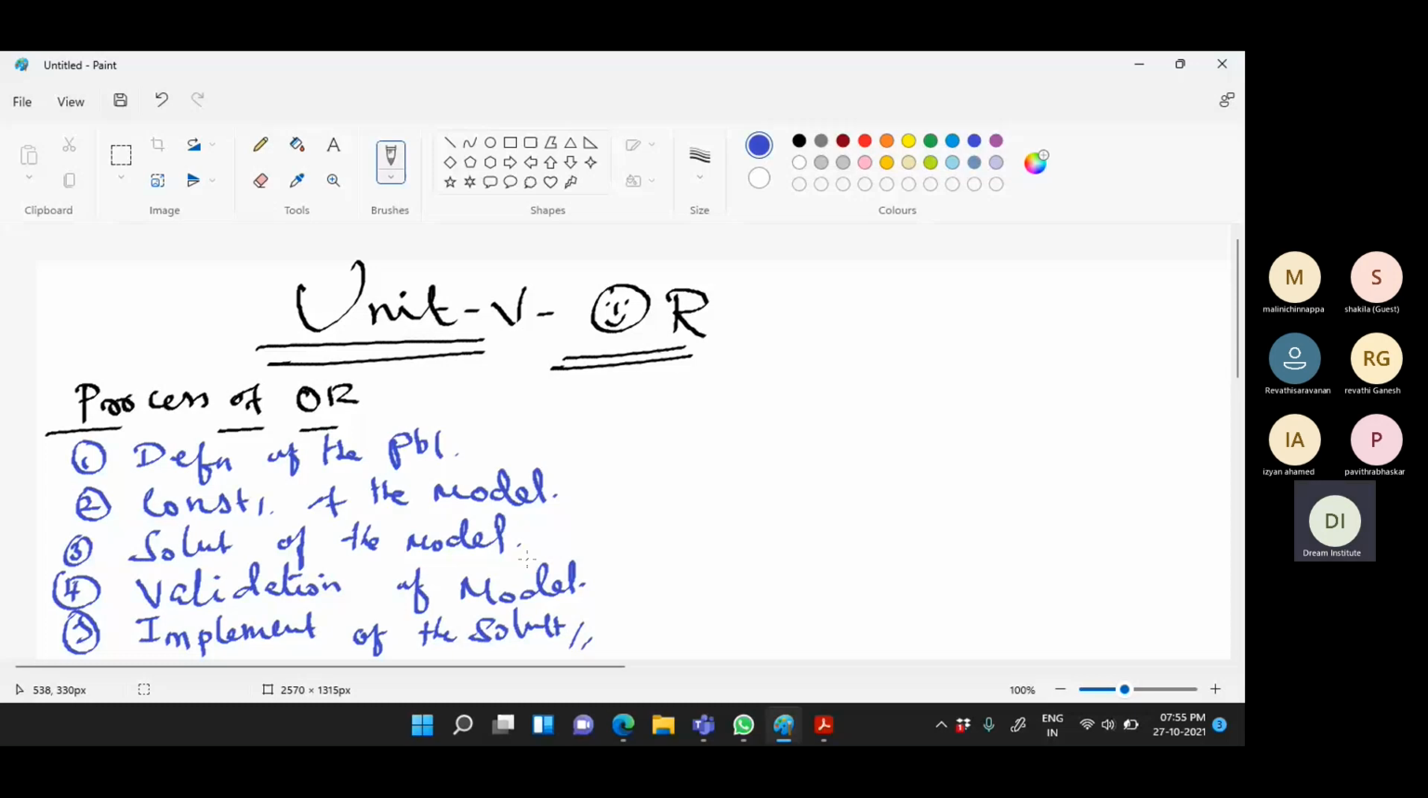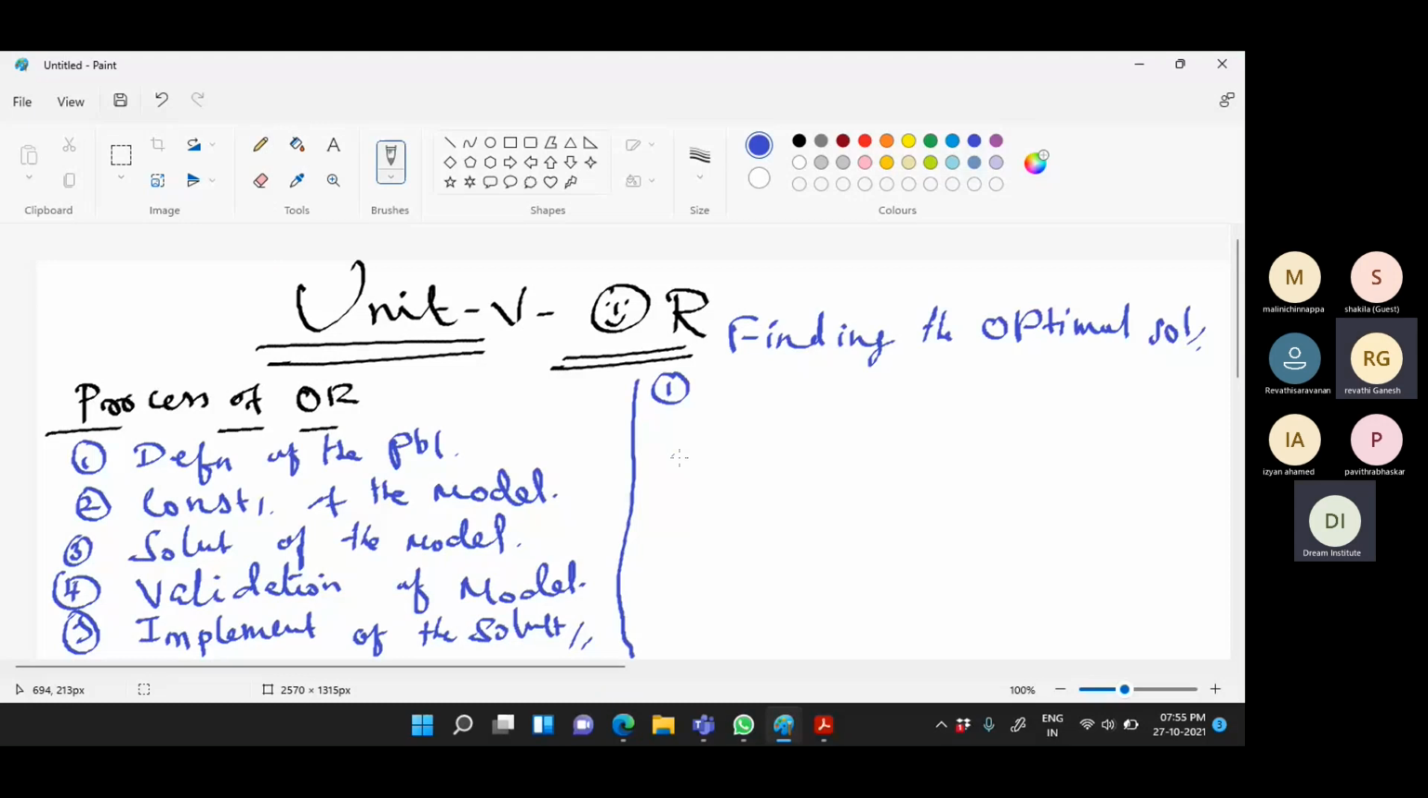So second, here the most important thing is finding the optimal solution. What is the optimal solution? What is the meaning? Anybody? Most appropriate. Most appropriate solution.